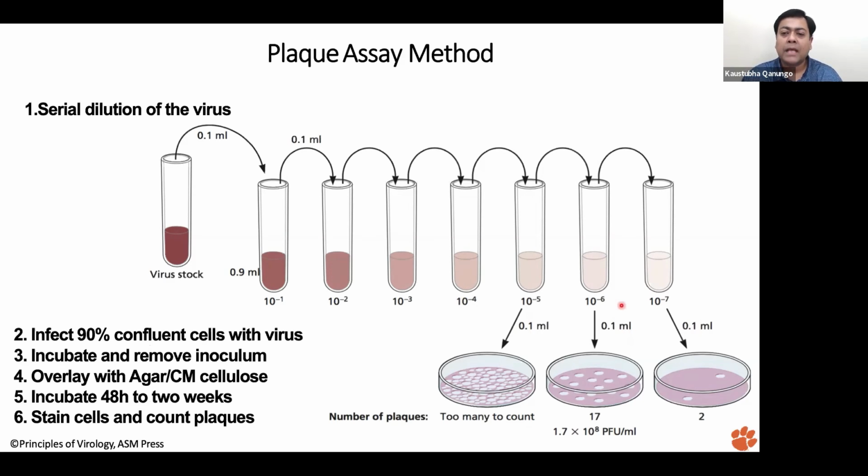Yeah. So right here, what we are looking at is that when you get this 10 to the power minus 6 and you have taken 0.1 ml, the dilution factor makes it 17 times 10 to the power 7, or 1.7 times 10 to the power 8. And these are called plaque forming units per ml. So this is how you actually assay the amount of virus in your stock.